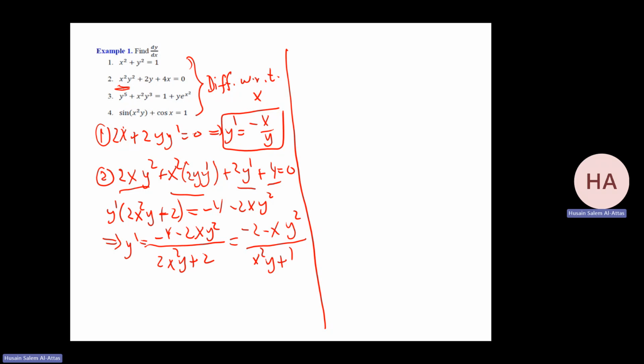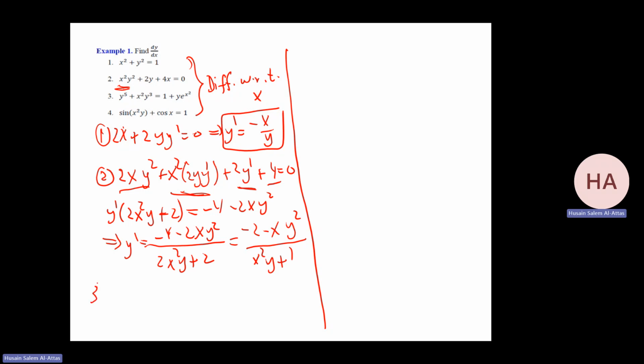Double check here. 2y prime, that's 2y prime plus 4. So I combine the ones with y prime. 2x squared y plus 2 times y prime equals minus 4 minus 2xy squared. I divide this by this. I took 2 as a common factor, and I cancel 2 from both numerator and denominator. That will be the answer.